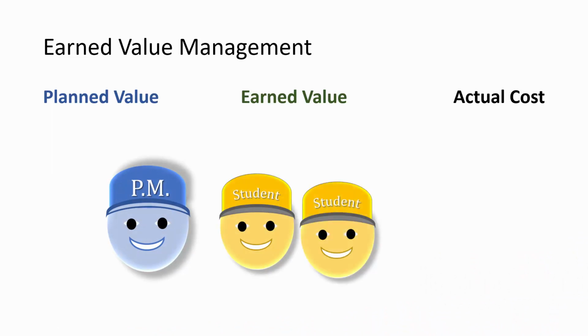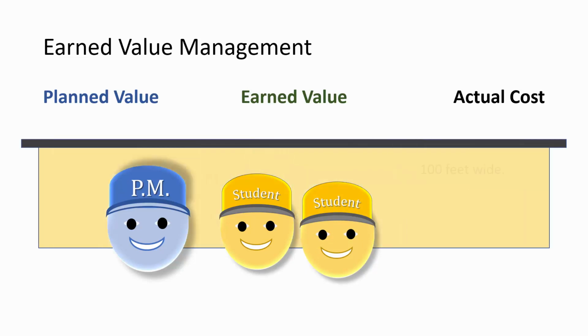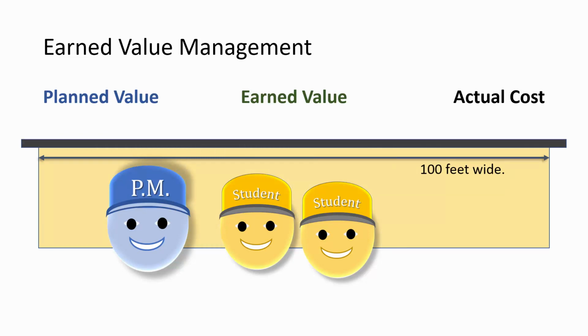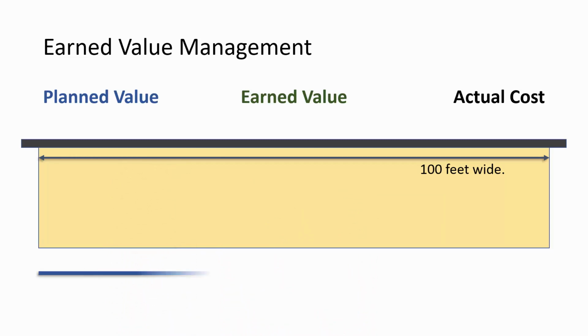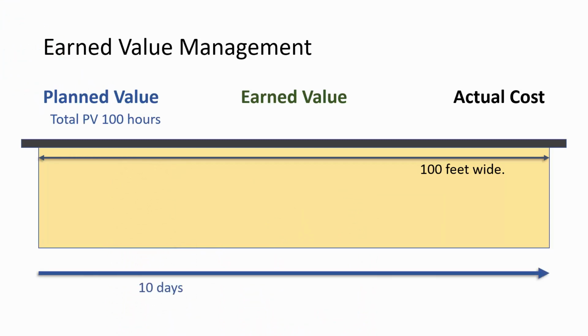Project manager hired 2 students for a simple summer painting project. These 2 students will paint this 100-foot-long wall on the outside of a warehouse. They have agreed that the students will get this job done in 10 days and that it will take them 100 hours. The planned value is the amount that we plan to spend. Another way to think of planned value is planned cost.